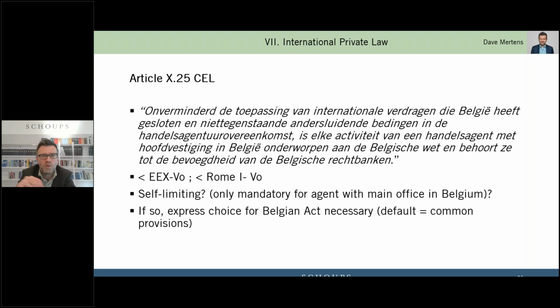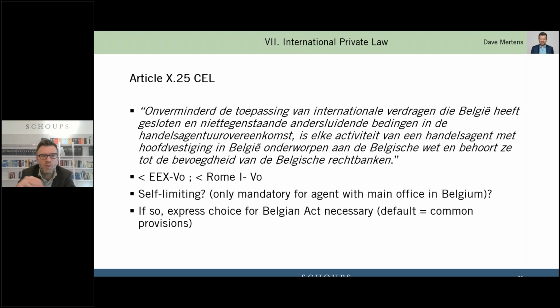Model Belgian Act, that's for the sake of completeness. Belgian international private law states that if the agent has its main office in Belgium, then the Belgian Act applies and the Belgian courts have jurisdiction. Of course, that is only assuming that these higher European rules do not apply. So it could be in a contract between a Belgian agent and a US principal, for instance. That's still relevant.